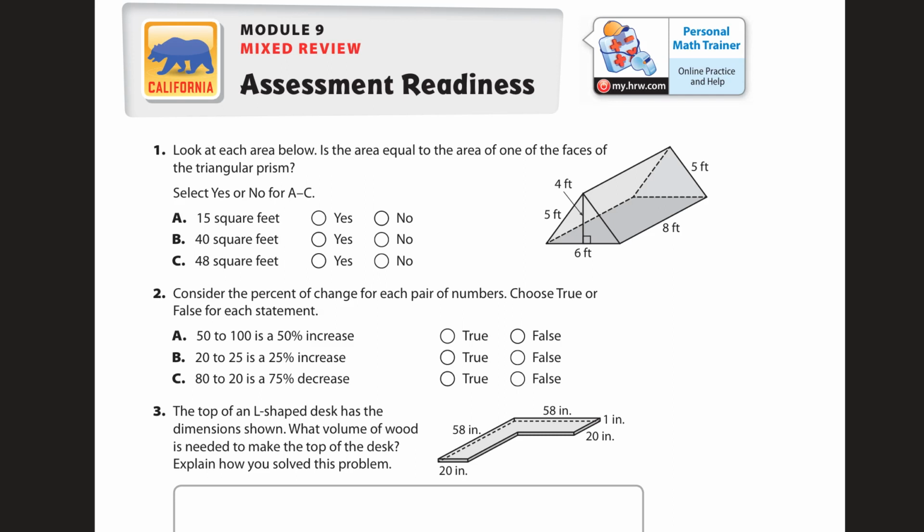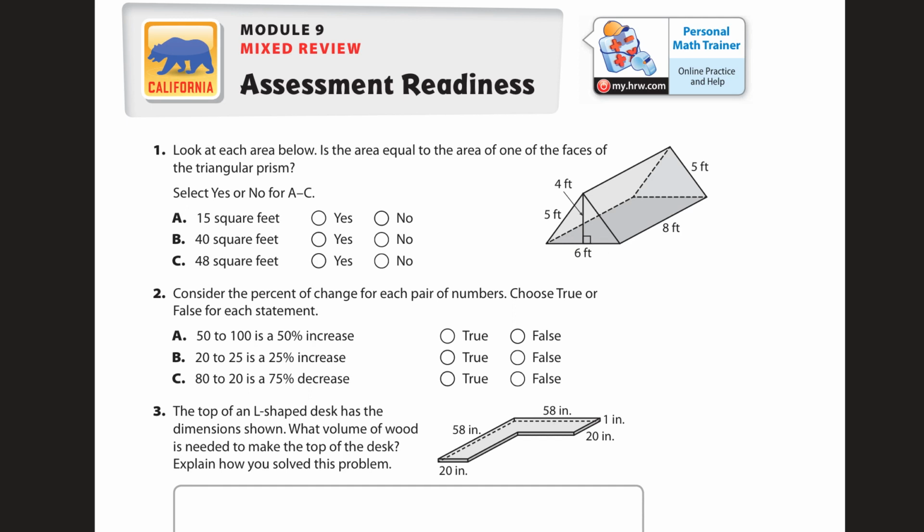Okay, our assessment readiness. To begin, look at each area below. Is the area equal to the area of one of the faces of the triangular prism? So I guess what I'll do is I'll go side by side. I'll go with this front triangle here. The area of this triangle is base times height, so 6 times 4 divided by 2. So 6 times 4 is 24, divided by 2 is 12.